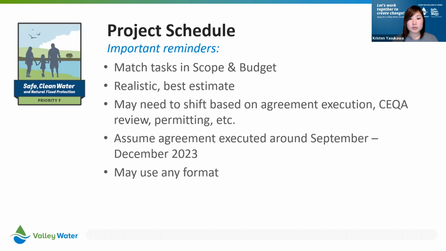Some assumptions that we would recommend that you use is that you won't know if you're even awarded funds until May, and then from June all the way through the fall, sometimes to the end of the year, it takes us to execute those agreements. So we advise that your schedule maybe doesn't start until December 2023 or even January 2024. And then you can use any format that you would like for the schedule. Typically a table format works well.